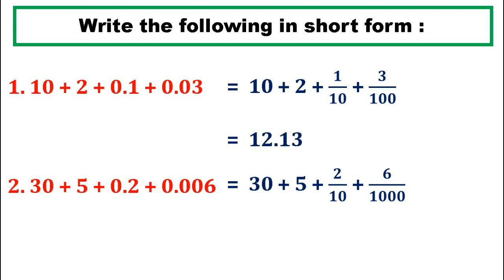So the first number 30 belongs to the tens place. So we first write 3. The next number 5 belongs to the ones place. So we write 5. Then the next fraction is 2 by 10 and it belongs to the decimal part. So we first put a decimal point after 5 and then we write the digit 2. After 2 by 10, we do not have the hundredths place. So we write 0 in the hundredths place. And then we write the next digit 6 in the thousandths place.